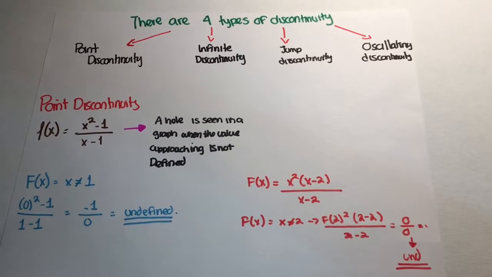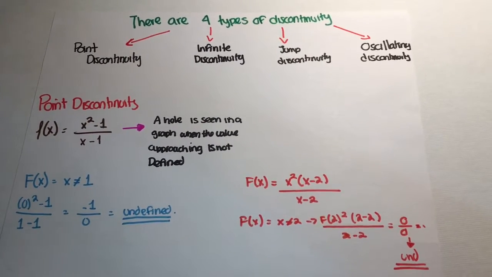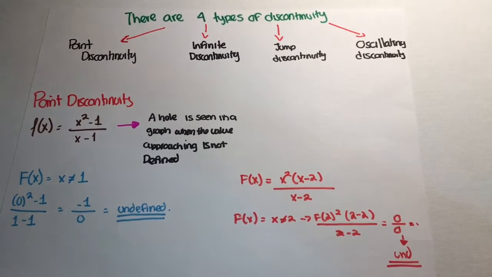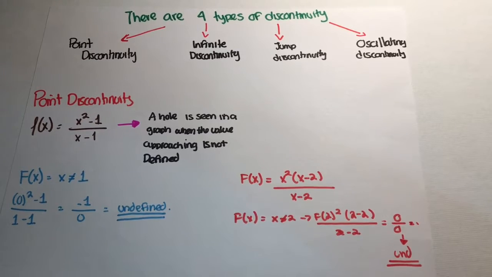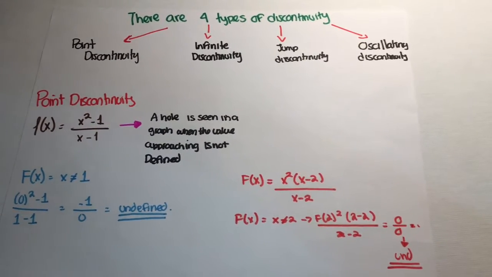And in the second example, x squared times x minus 2 divided by x minus 2, if we set the denominator equal to 0, we get that the function is not defined at x equals 2. So there's a hole there also.